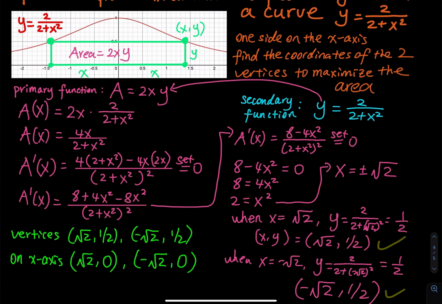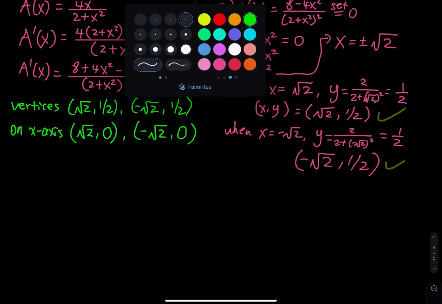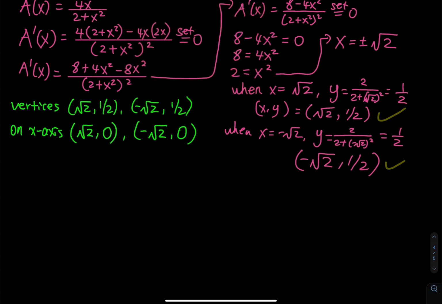Can you do one more step for me? You are looking for the maximum area. Can you give me a proof that when x is equal to root 2 or negative root 2, the area is maximized? Okay, here is how we are going to do this. Let's switch to this. We have to draw a number line.